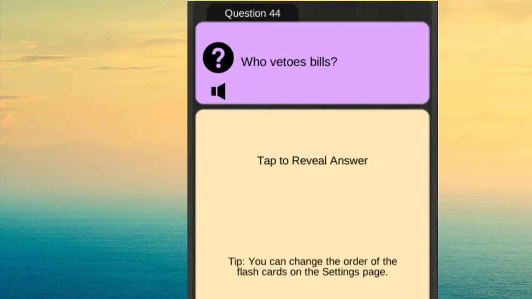Mama, I want my cheese. Who vetoes bills? What? I want cheese.